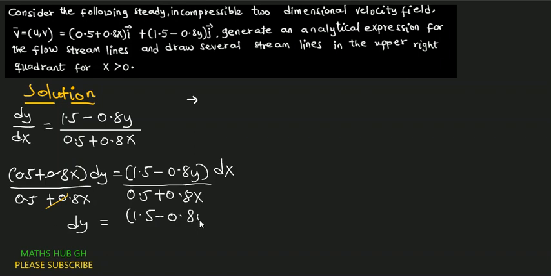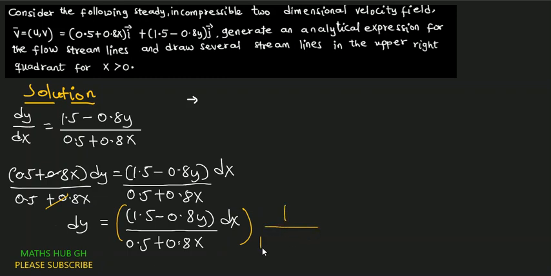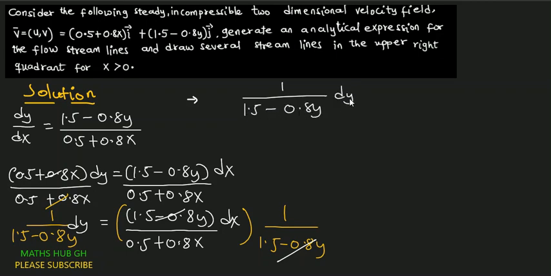Equals (1.5 − 0.8y) dx divided by (0.5 + 0.8x). So I will multiply both sides by 1 over (1.5 − 0.8y). So on the left hand side you will see that this and this will cancel out, so at the end our expression will now be 1 over (1.5 − 0.8y) dy equals 1 over (0.5 + 0.8x) dx. So this is what we have now. Now let's go ahead and solve the equation.